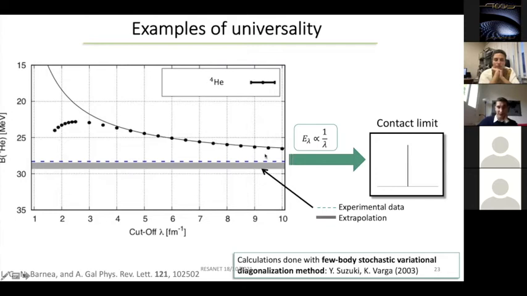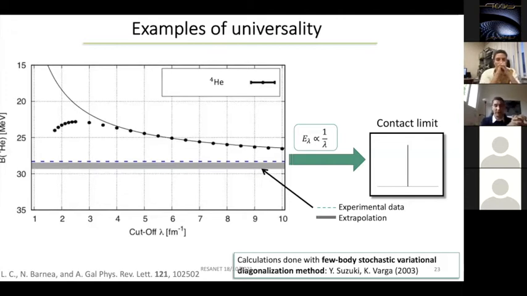Inside there is the error band that is hidden in the black dot. You can see that this energy converges with the cutoff with a behavior that goes like 1 over the cutoff, meaning that I can use this 1 over the cutoff to fit my binding energy to the contact limit, the infinite cutoff limit. The result of this extrapolation is this gray band, which includes the error of extrapolation but also the error of the numerical method. You can see how close this extrapolated number is to the experimental data, here the blue dashed line. So this is an example of how I can make this contact theory work in a real case of nuclear physics.